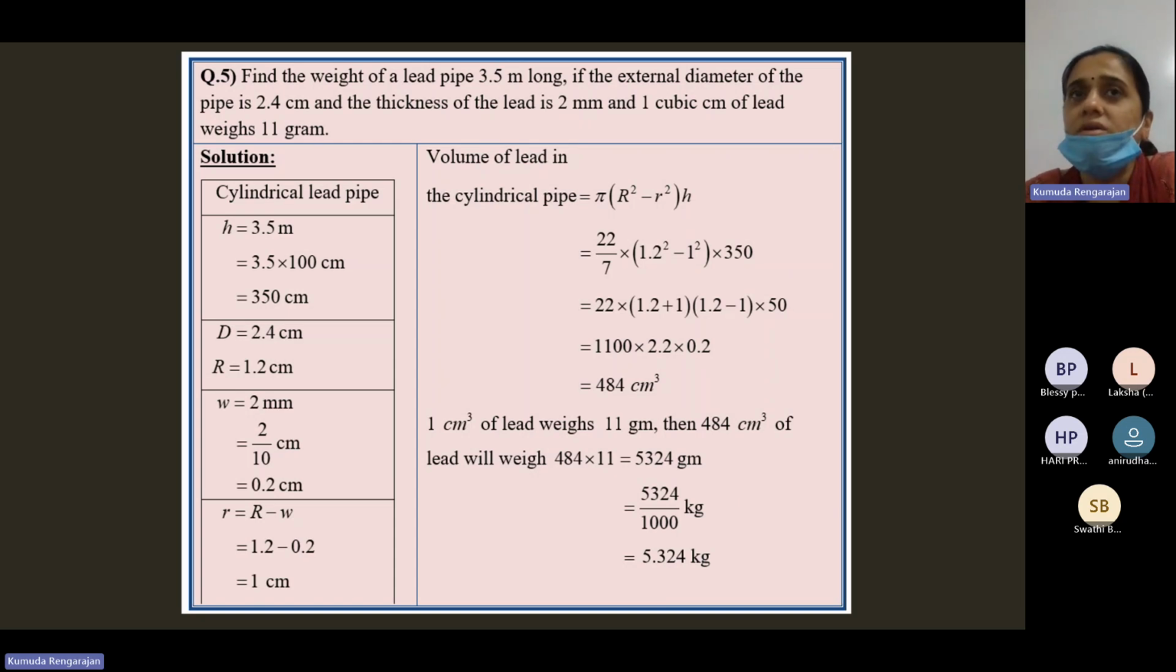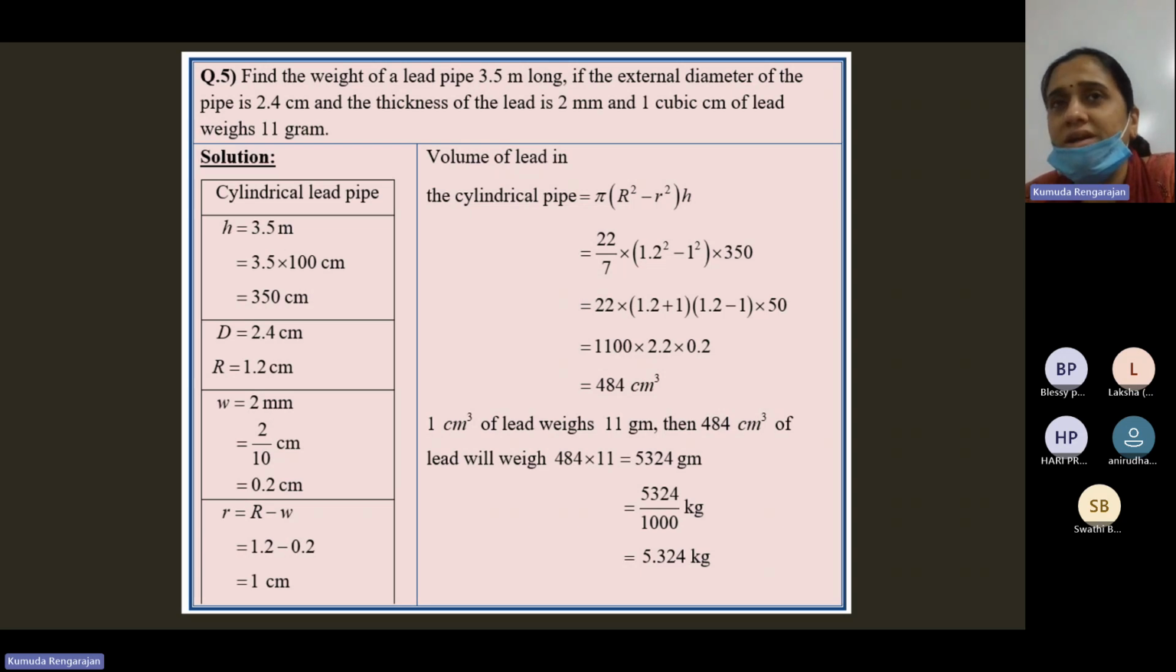So what is given is 1 centimeter cube of lead. 1 centimeter cube means volume, while 1 centimeter square means area. 1 centimeter cube is directly a volume because of the cubic units. 1 centimeter cube has a weight of 11 grams. So it is understood that from the information you should find the volume of that lead pipe.